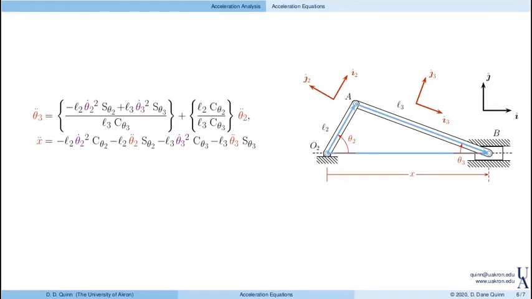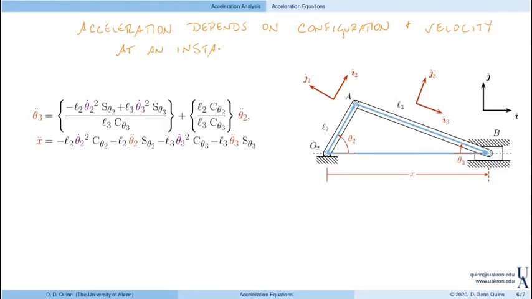Okay, so a couple of things about this. Notice that if I want to find the acceleration of a mechanism, or the acceleration variables, then I can't just use the input acceleration. Right? So the acceleration depends on the configuration, right? So the position of the mechanism. Right? We've got a lot of theta 2s and theta 3s here. And it also depends on the velocity. Right? So I've got some theta 2 dots and theta 3 dots. So it depends on the configuration and velocity at an instant, in addition to the input acceleration.